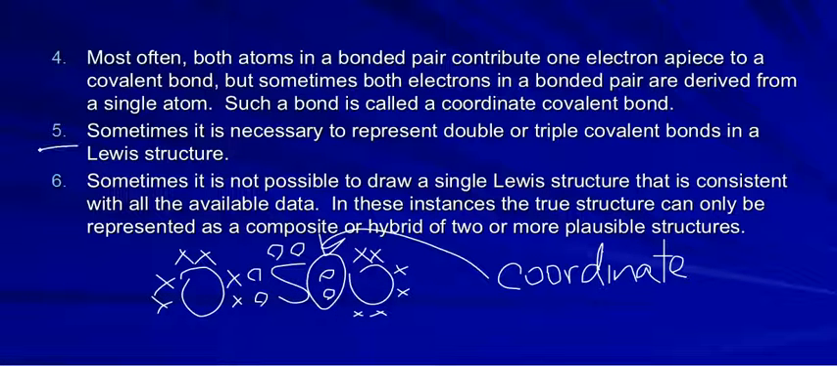Number 5, sometimes you have to represent double or triple bonds. Rule of thumb for me, I always try single bonds, and if single bonds don't work, then you try double or triple. And then number 6, sometimes it's not possible to draw a single Lewis structure that's consistent, and so sometimes we have to represent the structure as a composite or hybrid of 2 or more plausible structures.